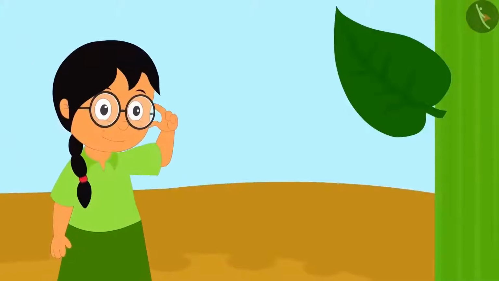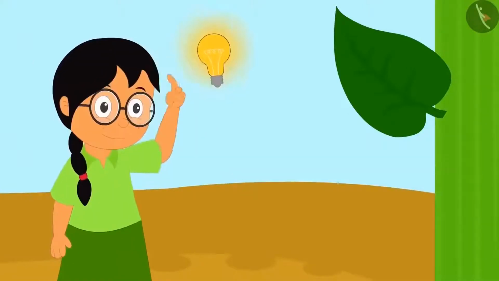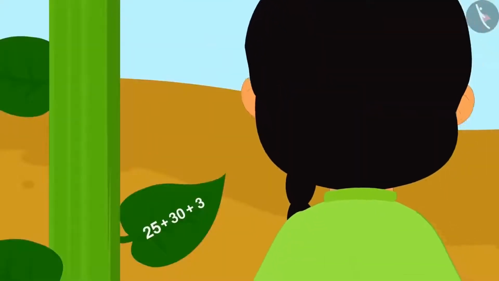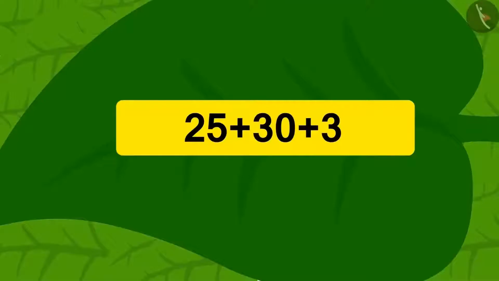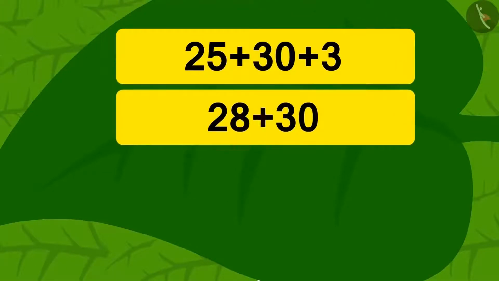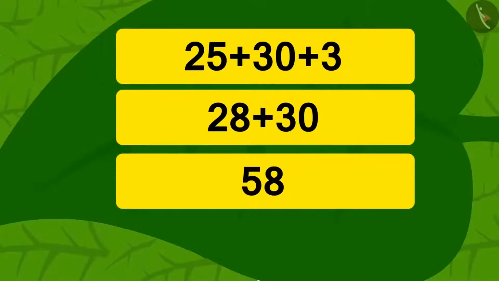Many people tried to climb the vine, but every time they slipped and fell down. Then Meenu got an idea. She saw a puzzle written on the leaf of the vine. This was the puzzle written on the leaf. Children, can you find the answer to this puzzle mentally? Yes, using the method of addition we have learned, we can solve this quickly. First, we will add 3 to 25. We get 28. Now if we add 28 to 30, we get 58. See how quickly we solved it.